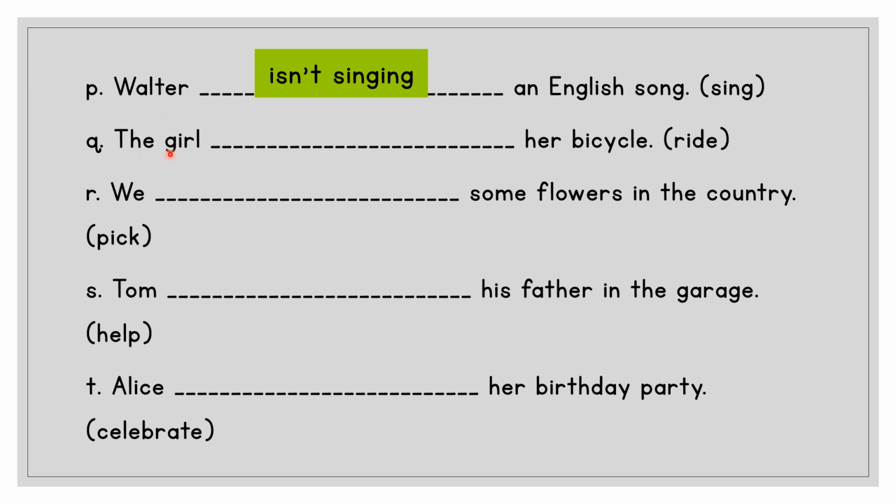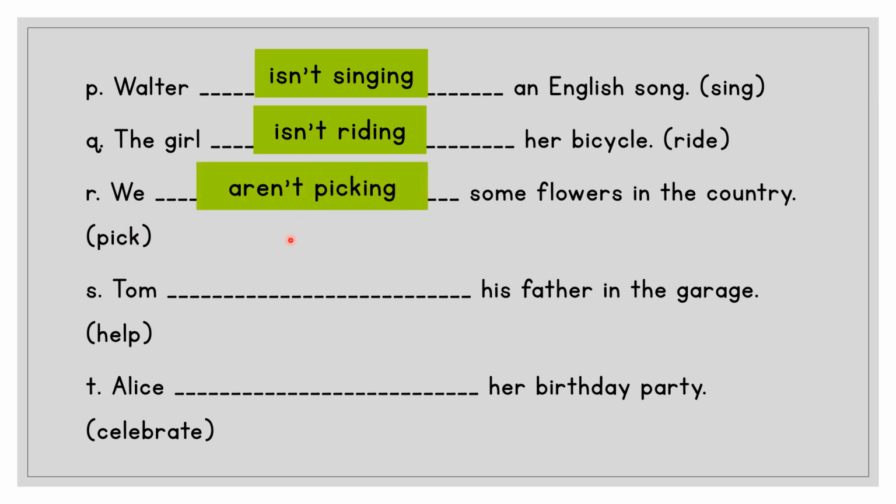Next, the girl. The girl. Tak ada S. Singular or plural? Singular. So isn't or aren't? Isn't. The girl isn't riding her bicycle. Okay, remember dekat belakang ni ada E, so mesti magically hilang. Okay. R. We. Singular or plural? Plural. So isn't or aren't? Aren't. Kemudian tambah verb dia and ing. We aren't picking sunflowers in the country.